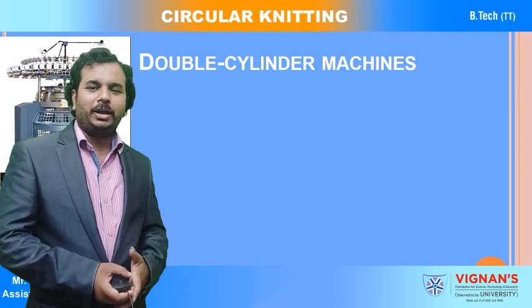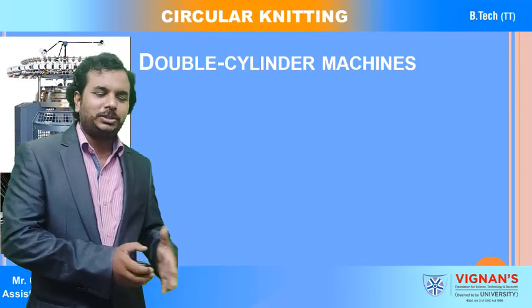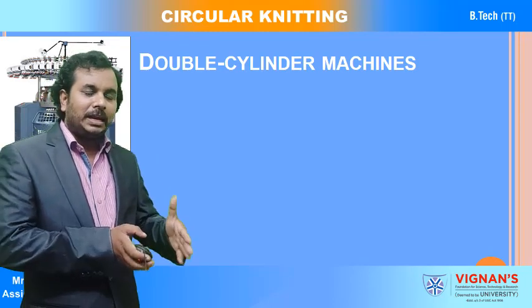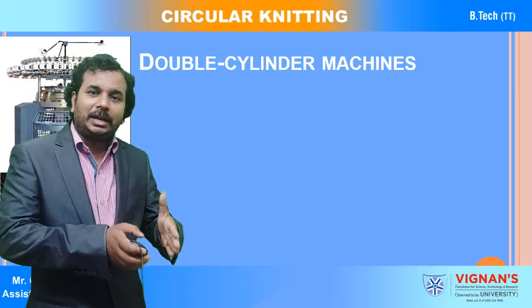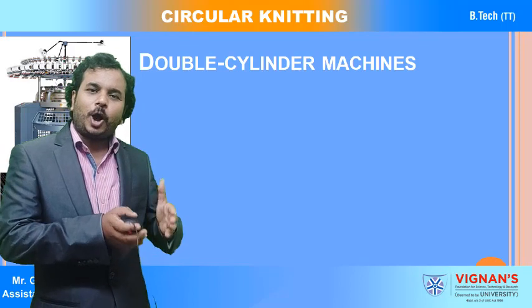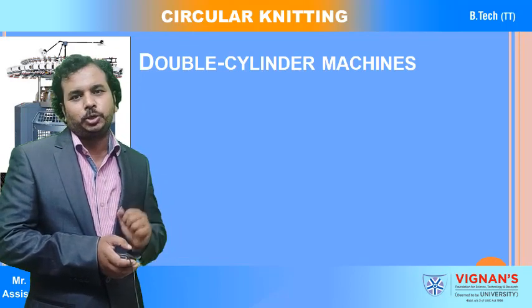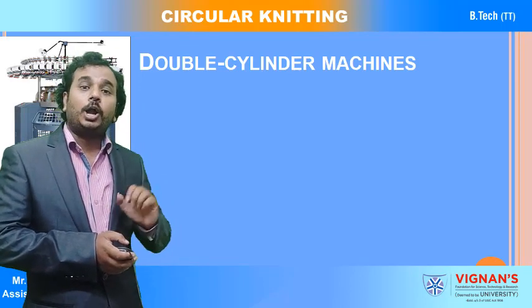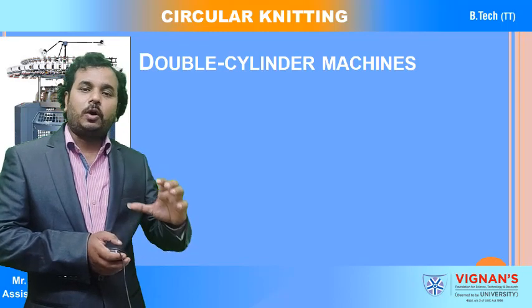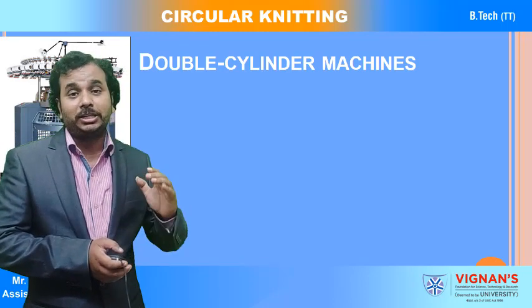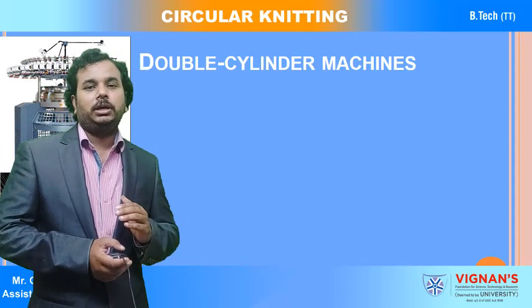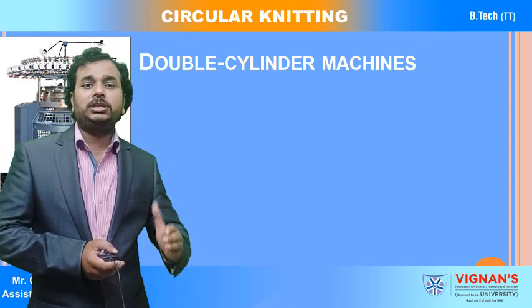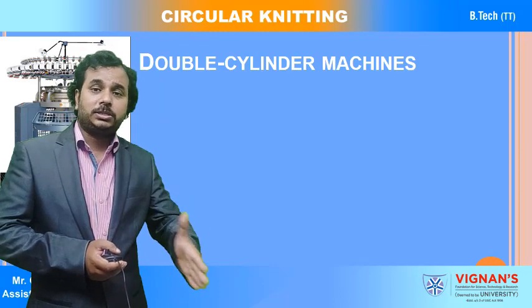So till now what we have discussed is the cylinder and dial category. In the cylinder and dial category, we saw how the cylinder needles are fixed on the cylinder, how the needles on the dial are fixed, what the operation is, and how the fabric is formed. We have seen this in the previous slides.